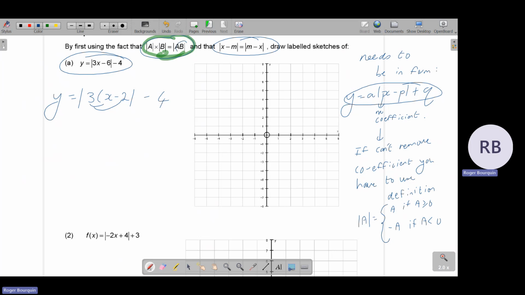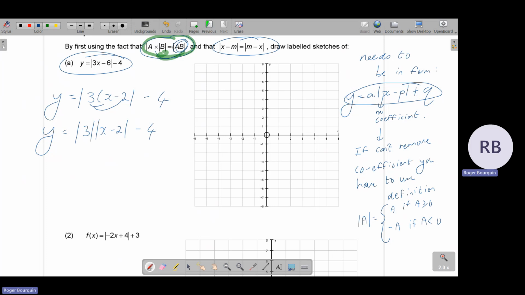And if you have two things multiplied together in an absolute value, what am I allowed to do? I'm allowed to split it, right? Because the absolute value of two things multiplied together is the product of their absolute values. So how could I rewrite this then? Absolute value of 3 times the absolute value of x minus 2. Good.